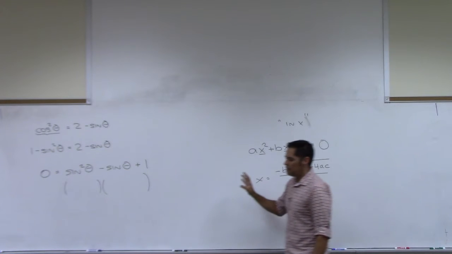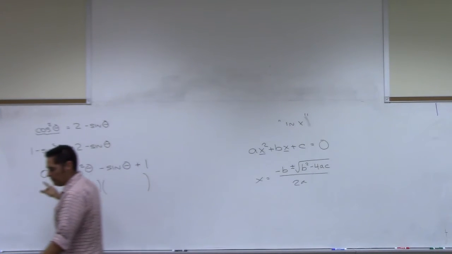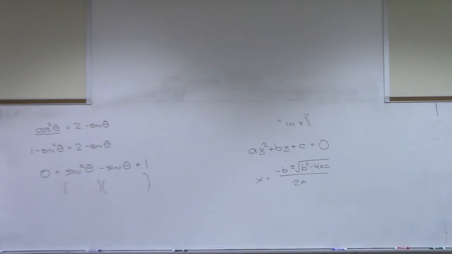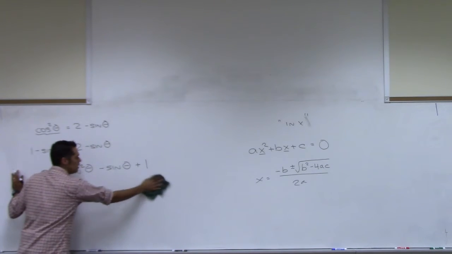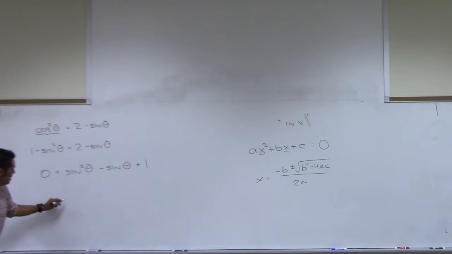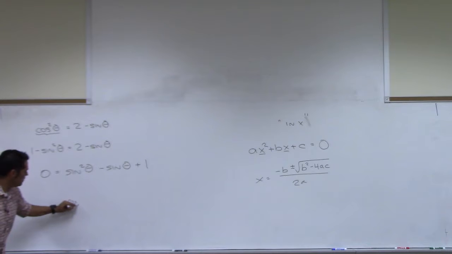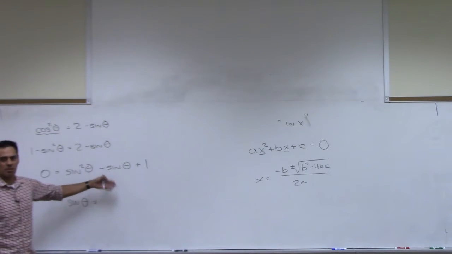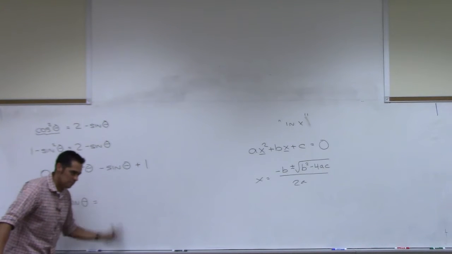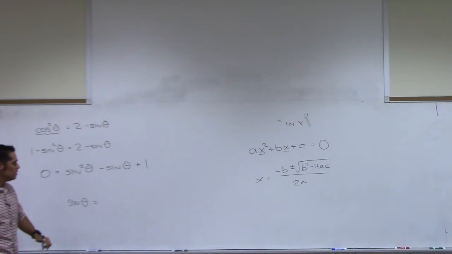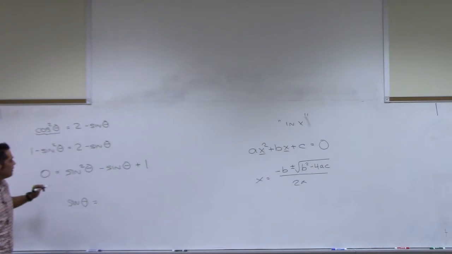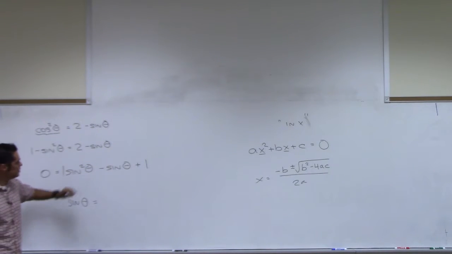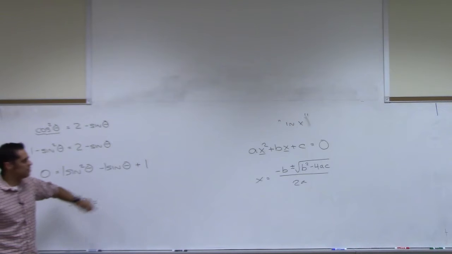Here we have a quadratic in what? Sine theta. So if we use the quadratic formula, here's what it will supply us. It will tell us that sine theta, not x, sine theta is equal to negative b plus or minus the square root of b squared minus 4ac, over 2a. All of that, right? So what is our a for this problem? A is 1, b is negative 1, and c is 1.